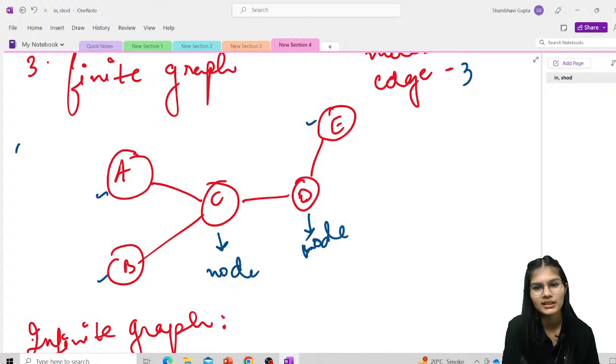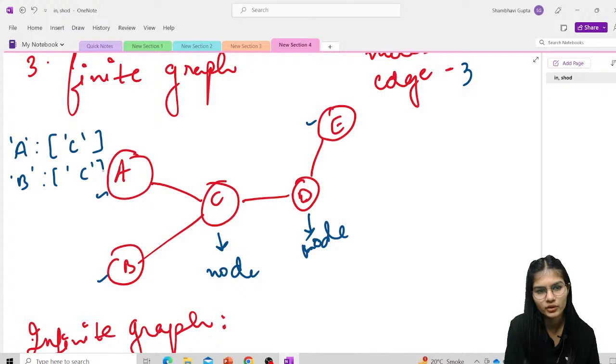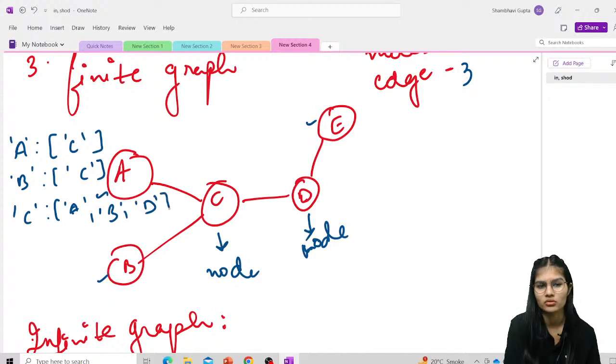So you will write something like that, that A is a node or maybe an edge, whatever you say, and that is referring to C. You will go with B, then you have to be in proper alphabetical order. B is also referring to your C. Now when you talk about C, you will say that C is referring to my A, also to my B, and also to my D.